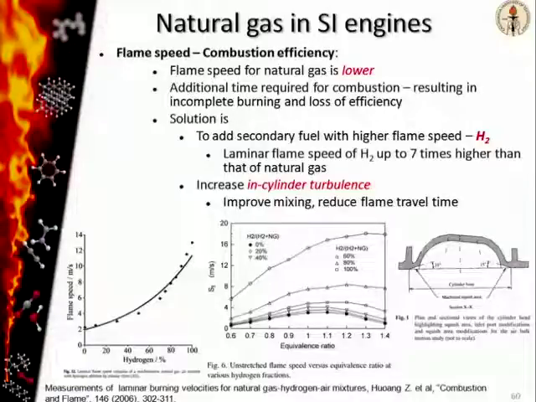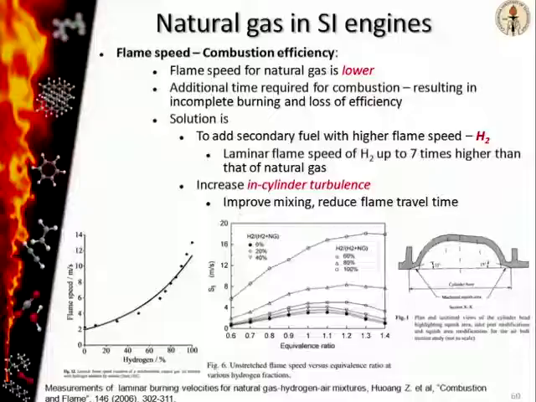So the solution here, to fix the problem with the low flame speed, is that you add a secondary fuel such as hydrogen, which has a much higher flame speed than natural gas, and this allows the mixture as a whole to have a higher flame speed, so that you do not lose any combustion efficiency and do not produce excessive emissions. Another method of increasing the flame speed is by producing in-cylinder turbulence. Turbulence is essentially producing disturbances in the fluid inside the engine, which allows the flame speed to be increased. So you can artificially generate turbulence by creating certain structures inside the cylinder volume.